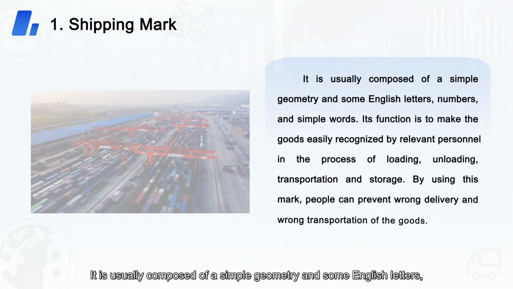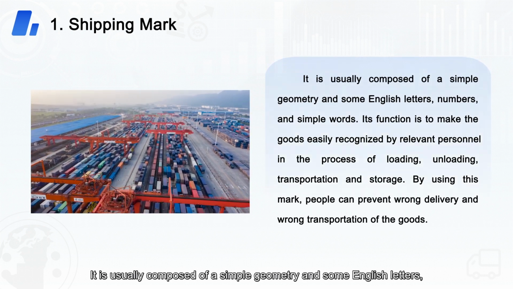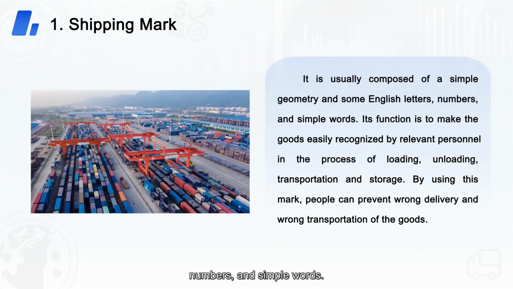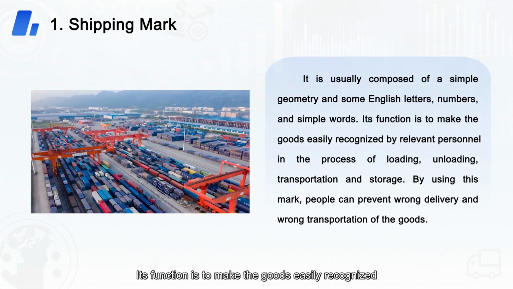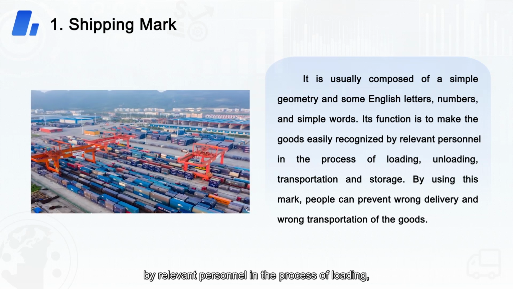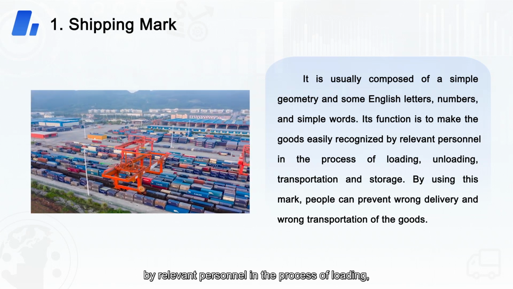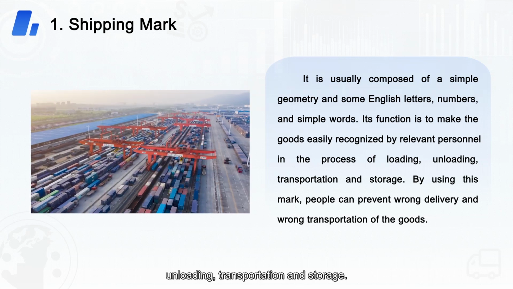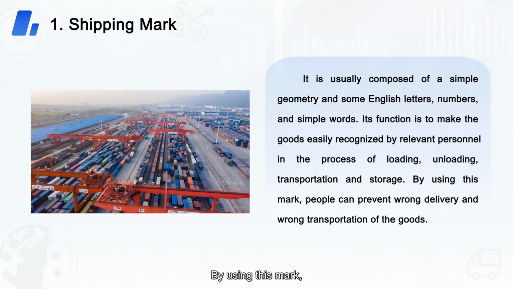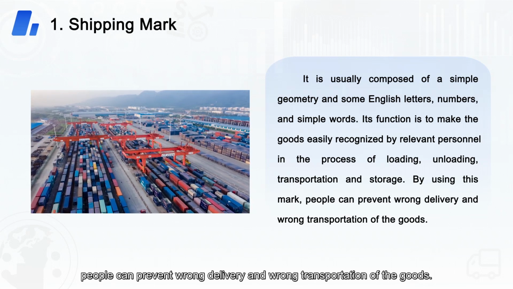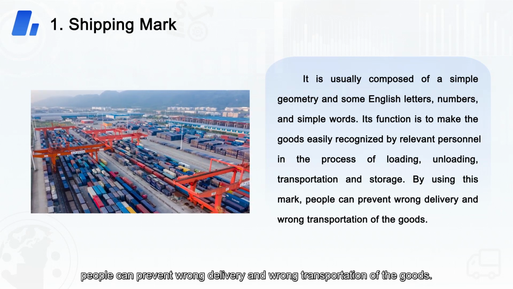1. Shipping mark. It is usually composed of a simple geometry and some English letters, numbers, and simple words. Its function is to make the goods easily recognized by relevant personnel in the process of loading, unloading, transportation, and storage. By using this mark, people can prevent wrong delivery and wrong transportation of the goods.